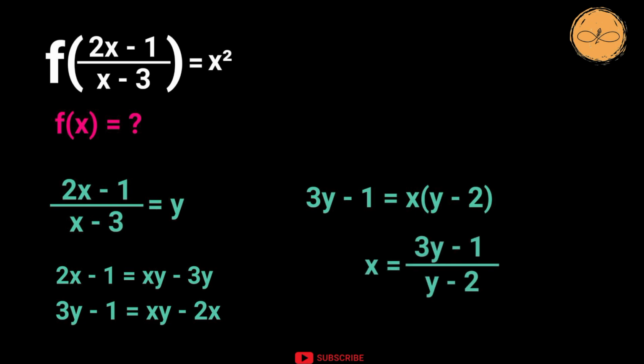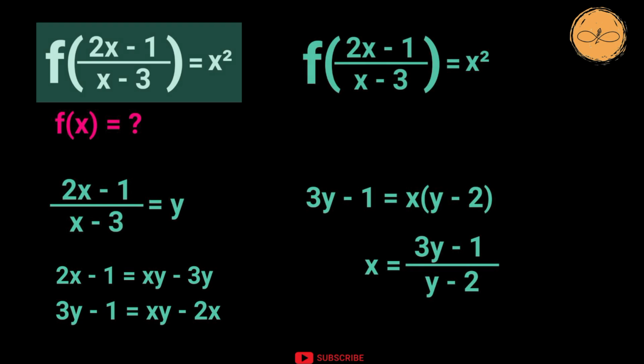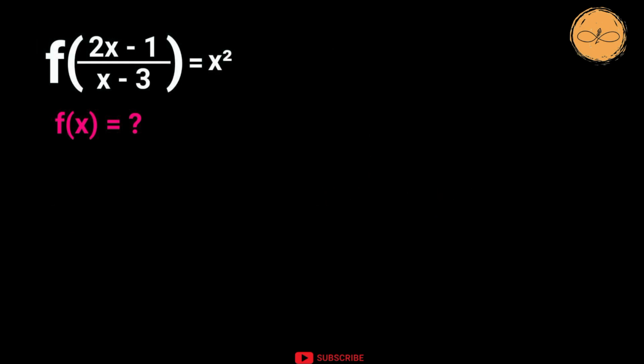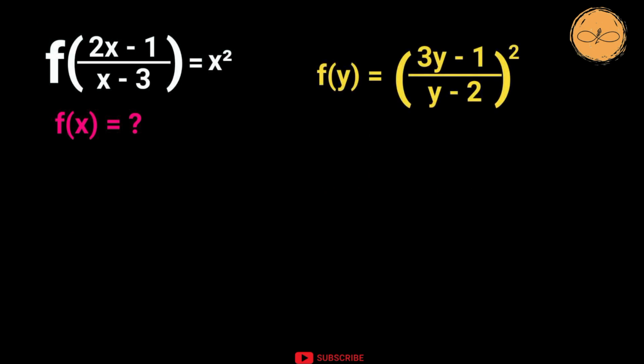So our original expression, if you remember, was f of (2x - 1)/(x - 3) equal to x squared, and I was trying to find f of x here. Now I noticed that by replacing this with y, I'm basically replacing x with this. So let's replace x with this on the right-hand side. This is going to be f of y equals x squared, but x will be replaced with (3y - 1)/(y - 2).